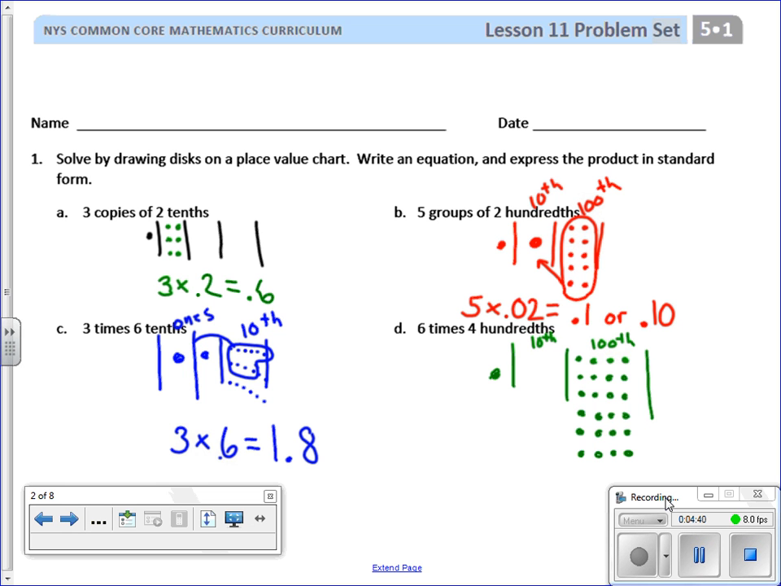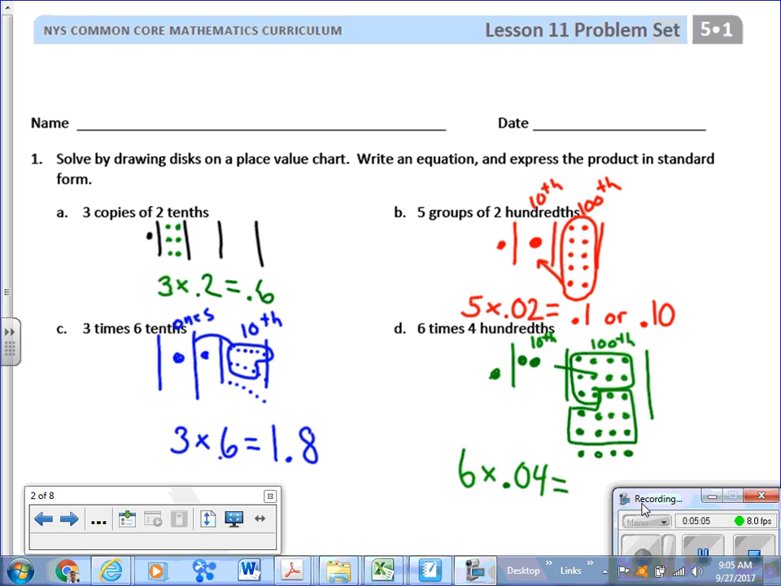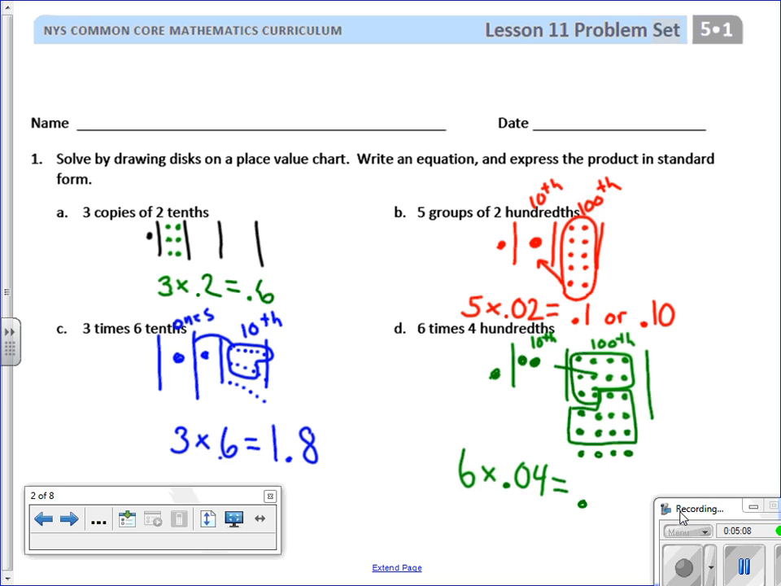So 4, 8, there's a group of 10, and we can make a tenth. Another group of 10 makes us another tenth, and we're left with 4 left over. So if we have 6 times 4 hundredths, that's going to equal decimal point. We have 2 discs in the tenths place, and we're left with 4 discs in the hundredths place.